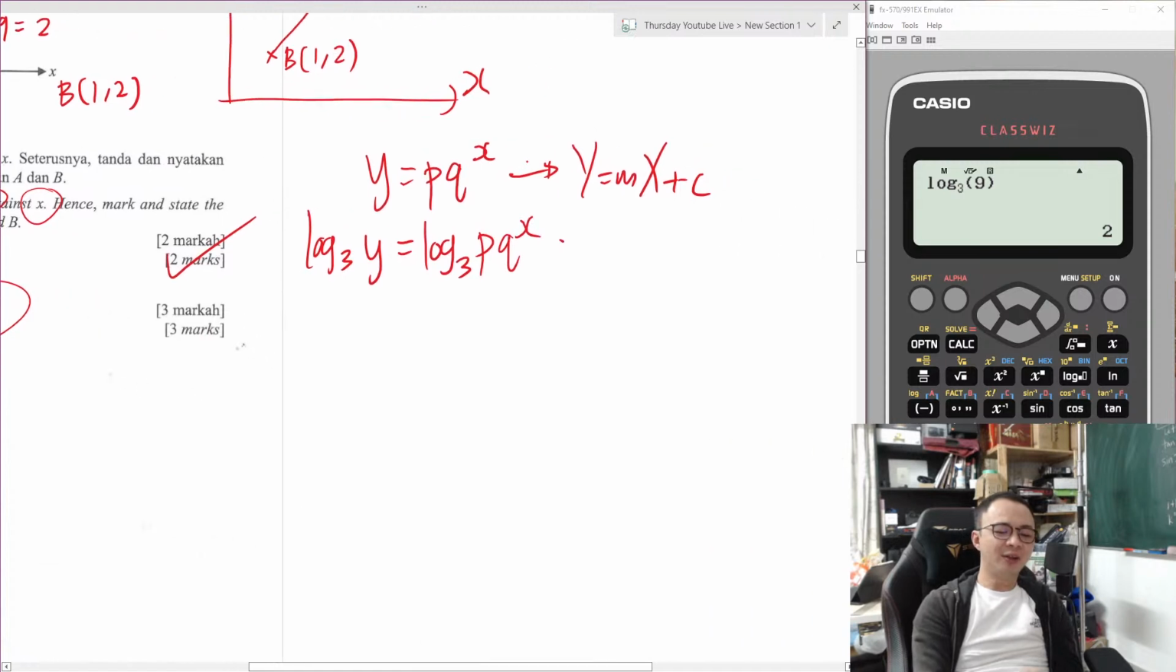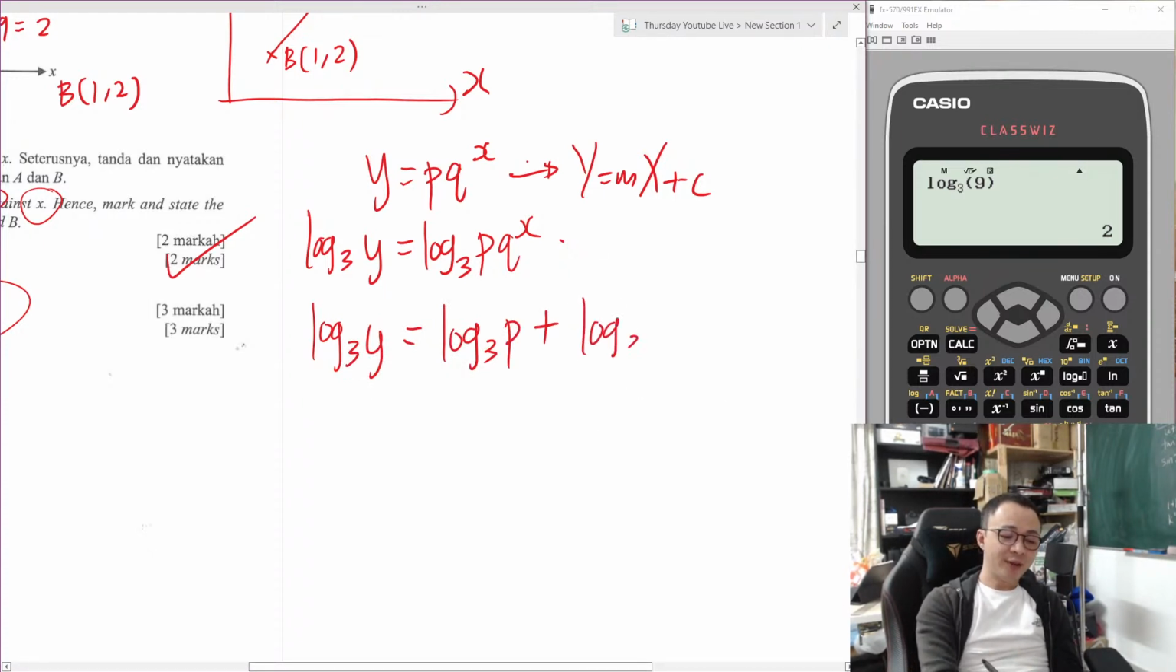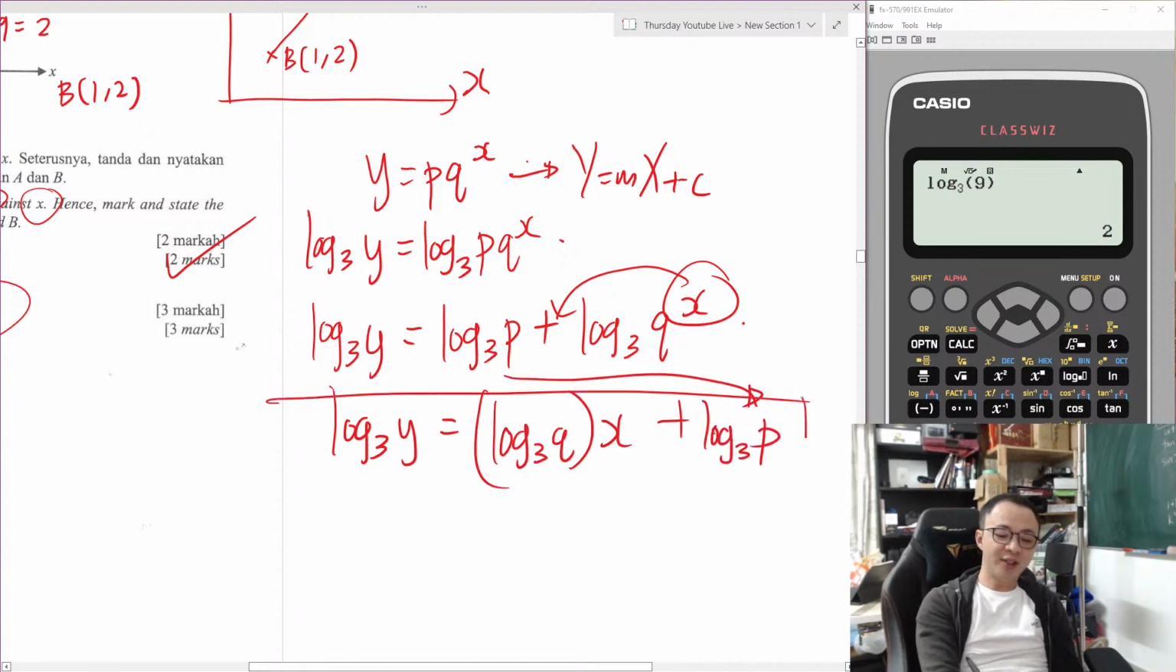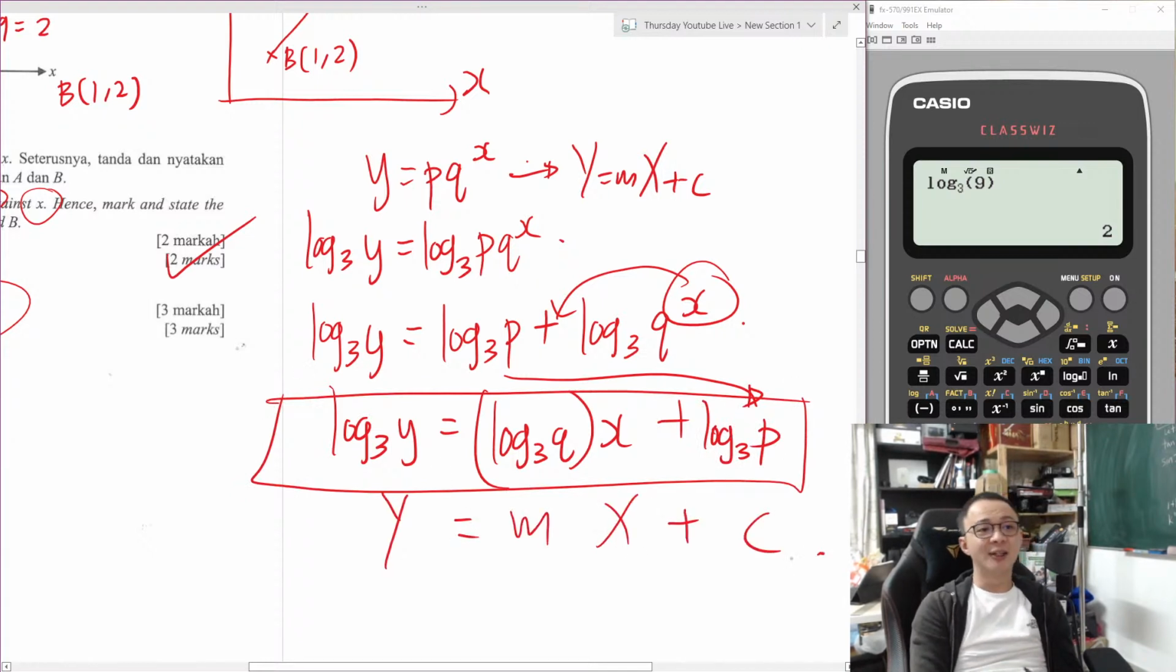Then the log rule tells me that multiply, I expand, I will get plus. Log 3 Q power of x. The log rule also tells me whatever power I have, I can bring to the front, becoming multiply. So this one becomes log 3 Q multiply x, plus this one I bring here, log 3 P. Do you see this is my linear equation? y equals mx plus c. This is the whole purpose of doing this.